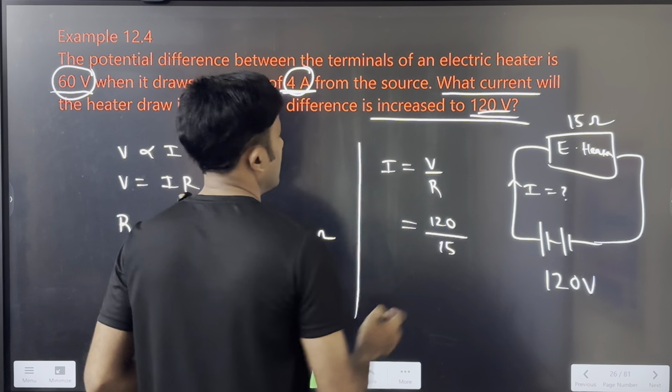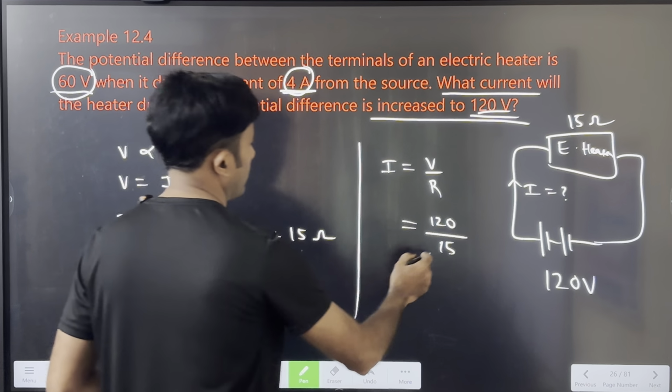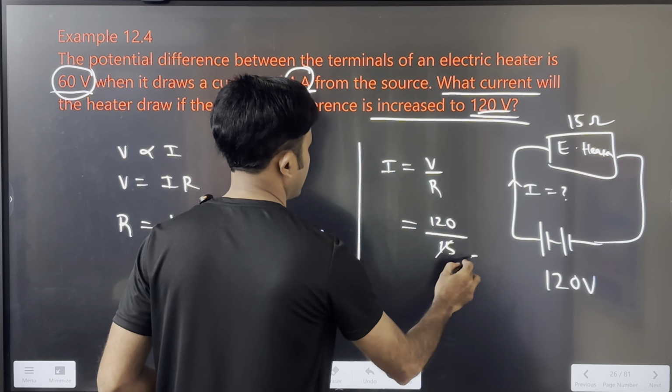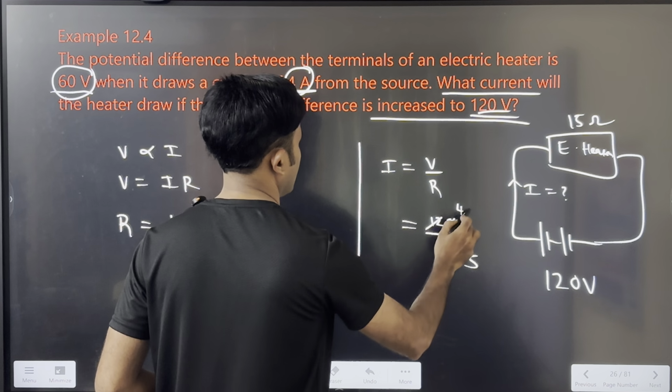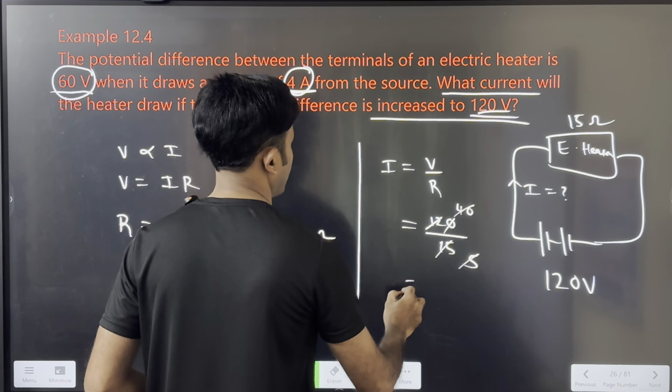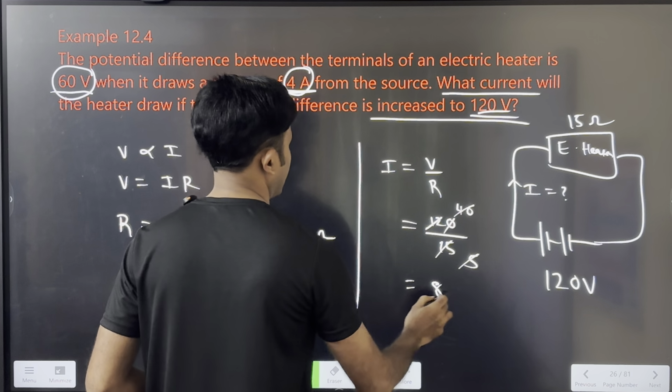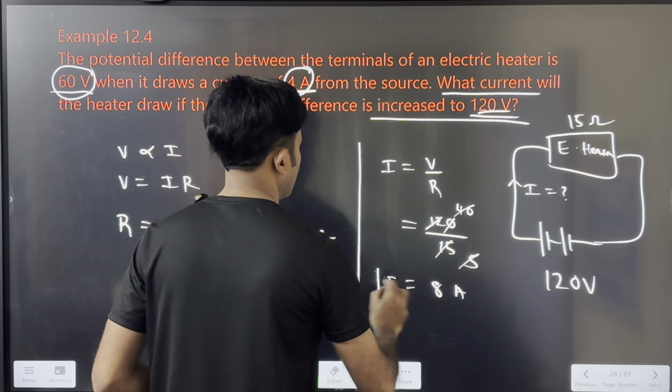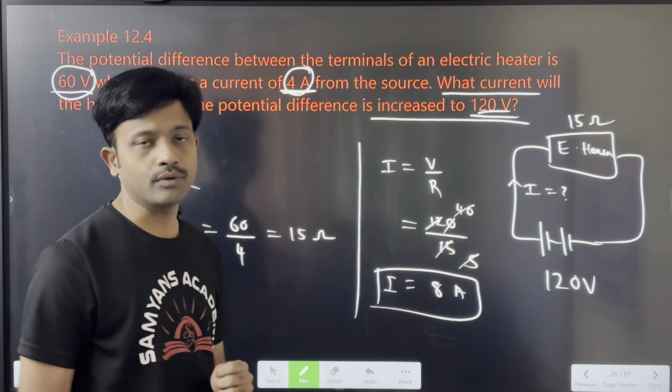15. Okay. Now use the 5 table. 5 how many times? Or 3 table. 3 5s are 15, 3 4s are 12, and it is 0. 5 how many times? 5 8s are 40. 8 amperes. Now what is the current value? 8 ampere. So in this way also we can do.